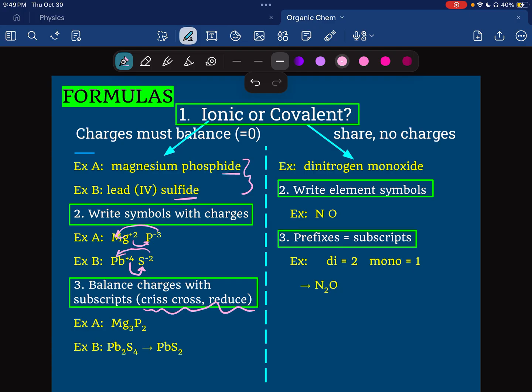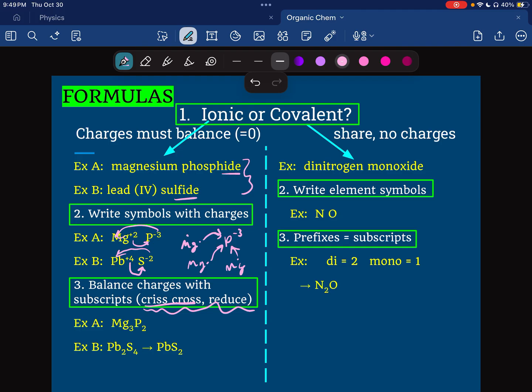So whatever the charges are, it's just going to be the opposite for each one. You can think of that as magnesium having 1 electron that it's willing to donate to the phosphorus that has a -3 charge. So to fill that whole -3 charge, you're going to need 3 magnesium. That's a way to reason it out, but if you just remember that crisscross rule, then you'll be fine.